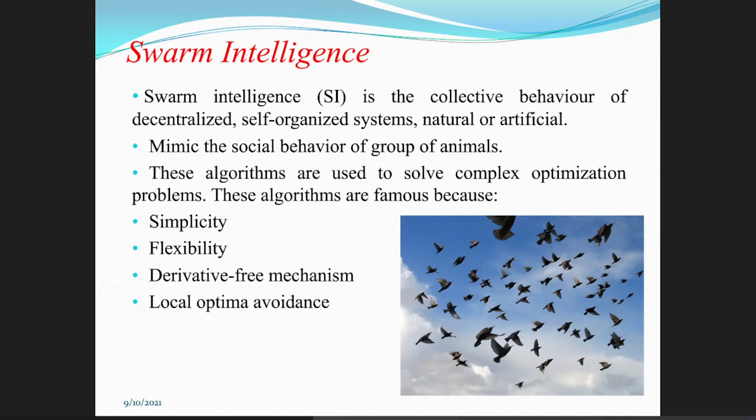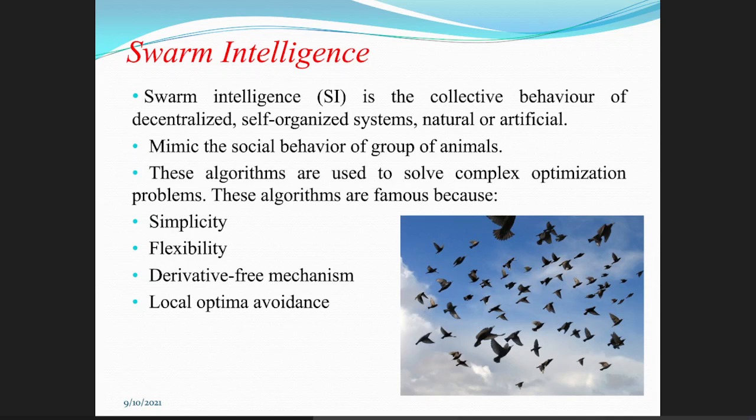So this is a very good area where you can do research and publish research articles. And what is the main reason that these algorithms have gained success? The main reason is that they are very simple. How birds are moving, based on that we mathematically frame the equations, and with those equations we can find the result. They are very simple to understand, flexible, and can be applied to any sort of problem. They don't have any derivative mechanism, we don't have to take derivatives, and they avoid local optima.